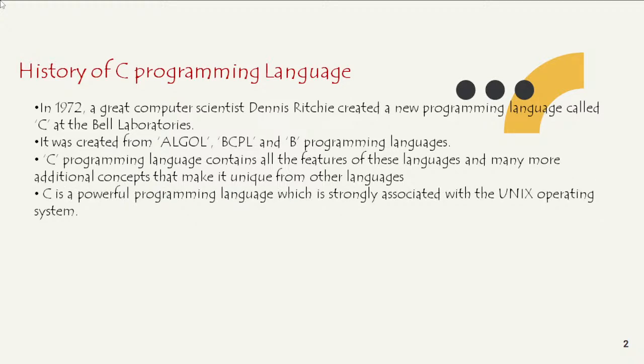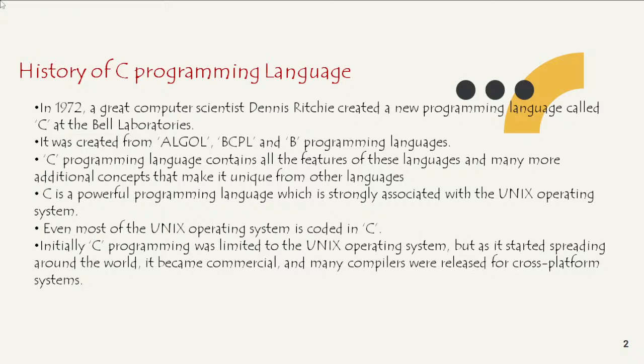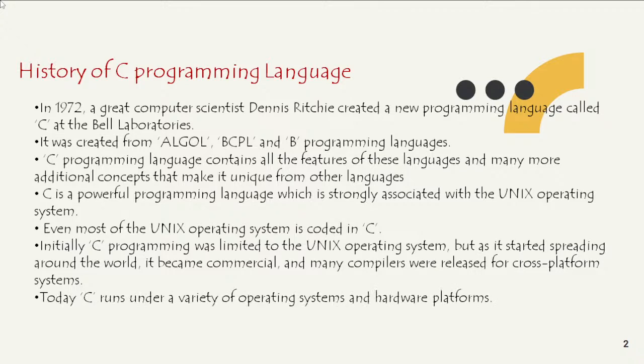C is a powerful language which is strongly associated with the Unix operating system, a command-oriented operating system. Most of the Unix operating system is coded in C language. Firstly, the C language was used to develop the Unix operating system. Initially, C programming was limited to the Unix operating system, but it started spreading around the world. It became commercial and many compilers were released for cross-platform systems. So today, C runs under a variety of operating systems and a variety of hardware platforms.